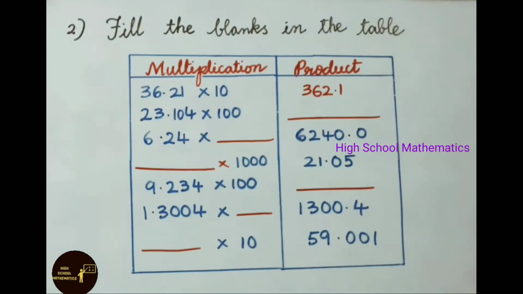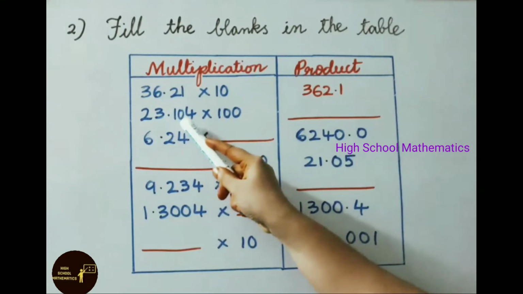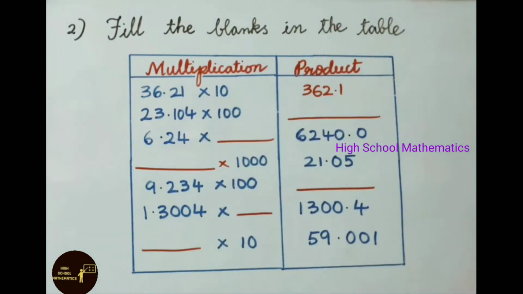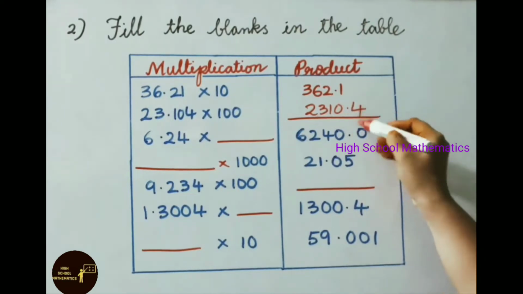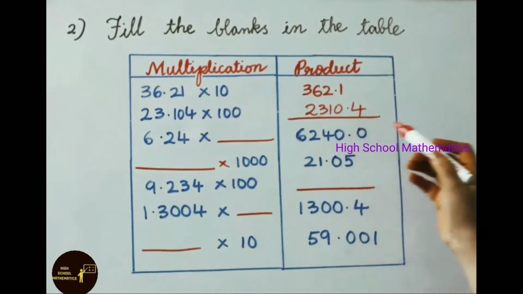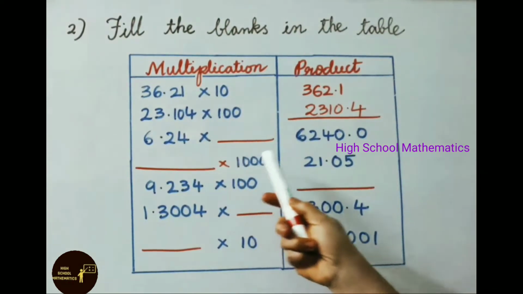Now let us see second one, 23.104 multiplied by 100. Whenever we are multiplying a decimal number by 100, we have to shift the decimal point 2 places to the right side. So the answer will be 2310.4. See now third one, 6.24 into blank.